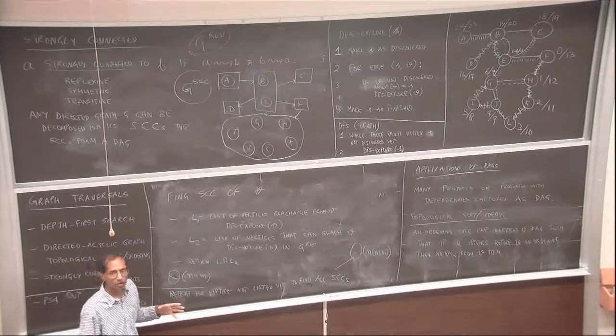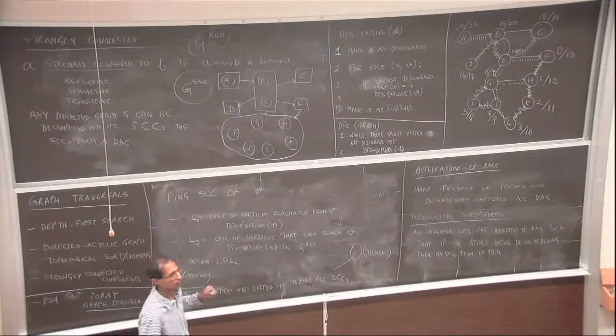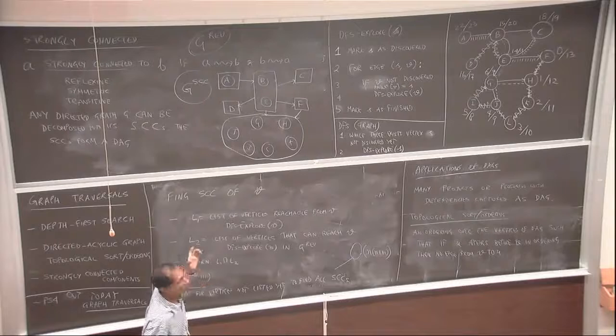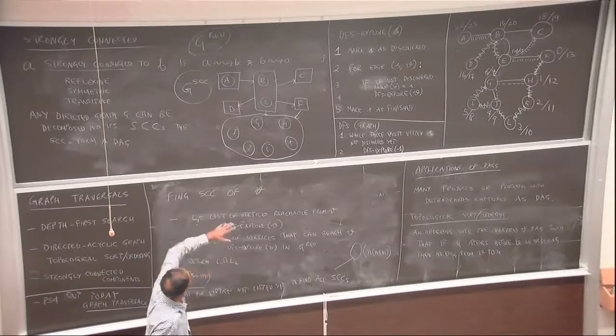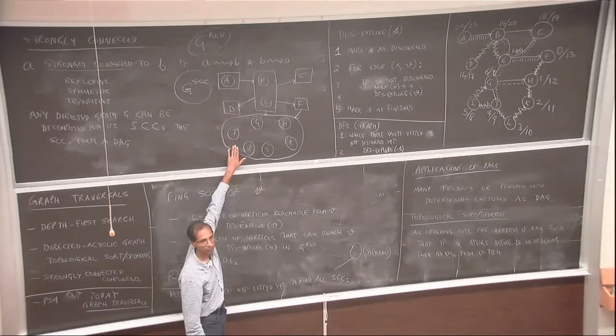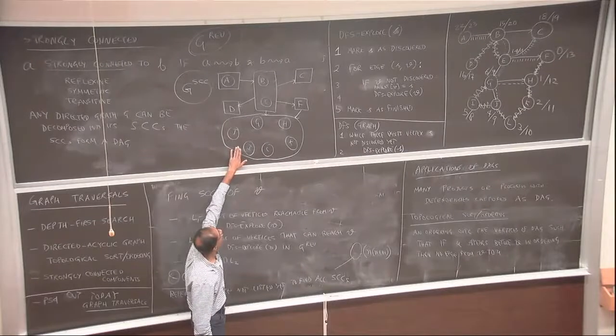What would be a better order to do? Instead of doing it at A and B, start with something that is here. Let's say I run a DFS from here. Okay. Let's say I run DFS from any vertex here.